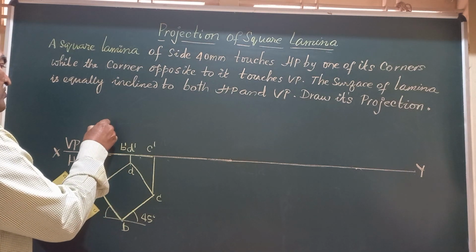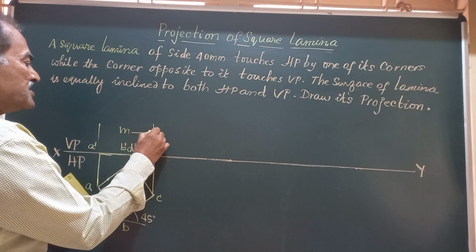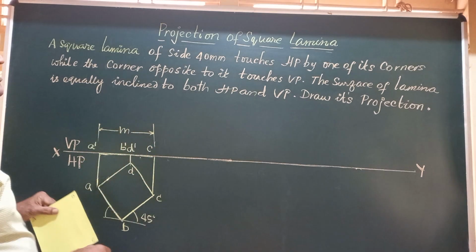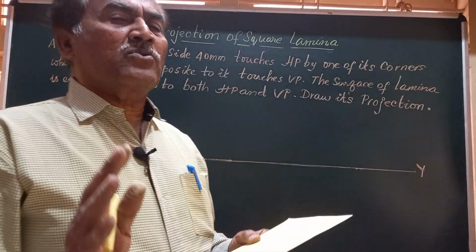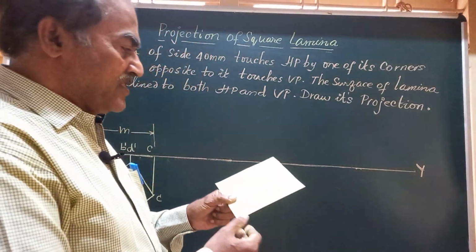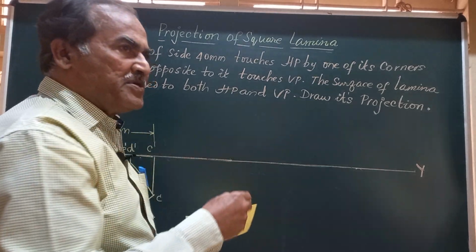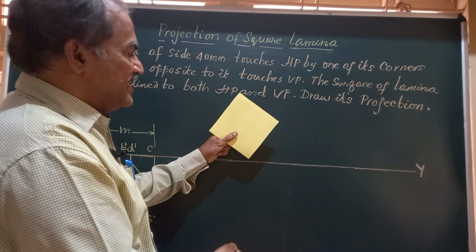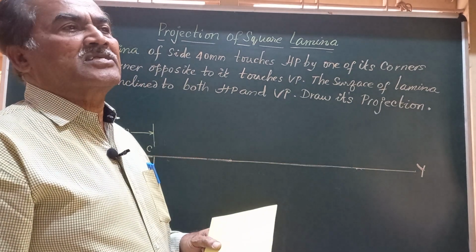The length of the front view I show here by a term called M. M is nothing but the diagonal here. This can be measured using a scale. Friends, it says the surface of the lamina is equally inclined to both HP and VP. That is to say, the surface ABCD makes an angle of 45 degrees with the HP and also 45 degrees with the VP. That is, finally it will be something like this. So it will be making 45 degrees with the HP and 45 degrees with the VP.